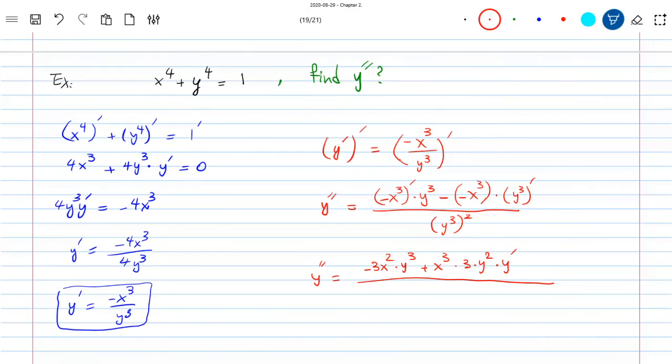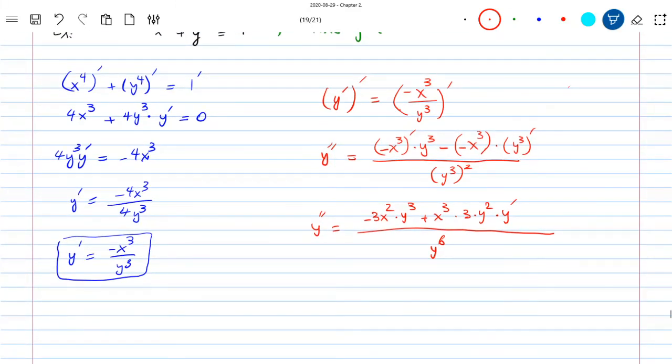3y squared times y prime, and denominator y to the 6. Y cube squared is y to the 6. Okay, you might say, okay, I found the second derivative. But the second derivative involves the first derivative. So somehow I should have only x and y, not anything in terms of y prime. So what do I do? I already have y prime.